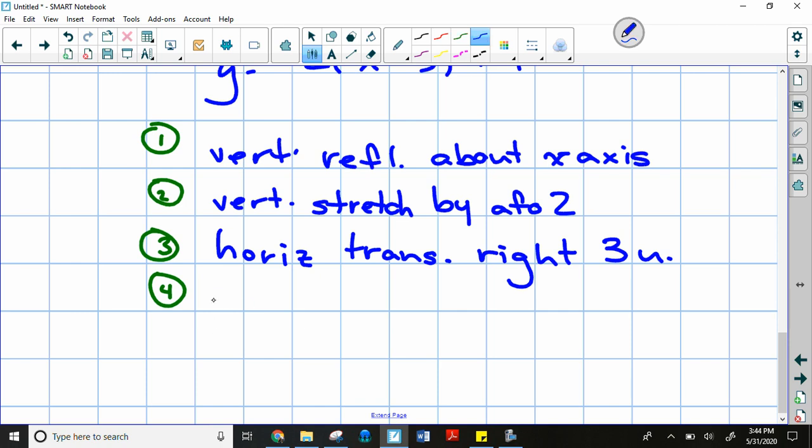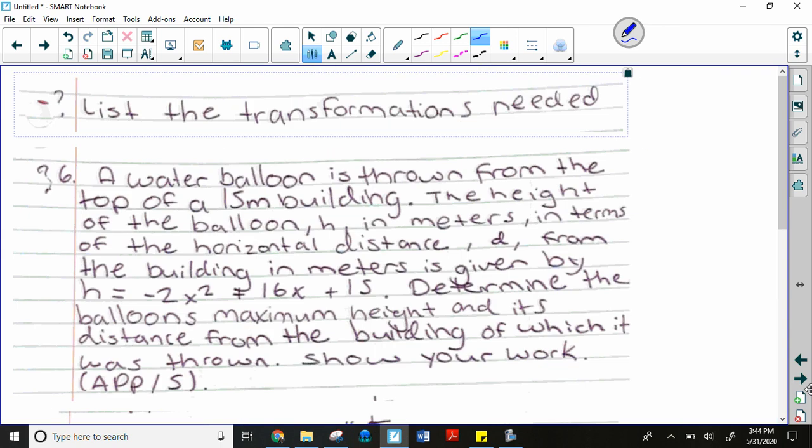And then the last thing was a +4. Because it's outside of the brackets, it's a vertical translation. And we just do normally up 4 units. So I think she uses the word shift, but I use translation. So that was this part right here. If it's for number 5, good. If it's for number 6, just text me.